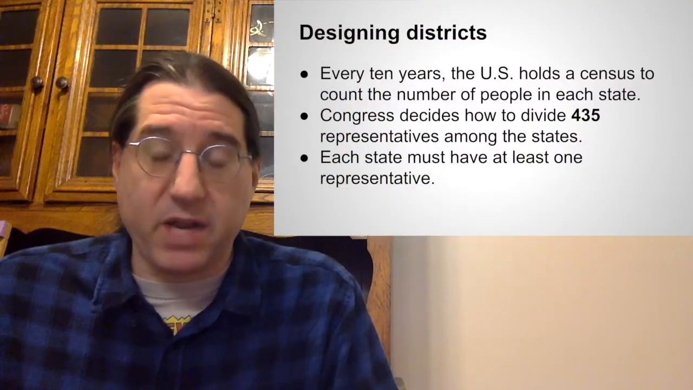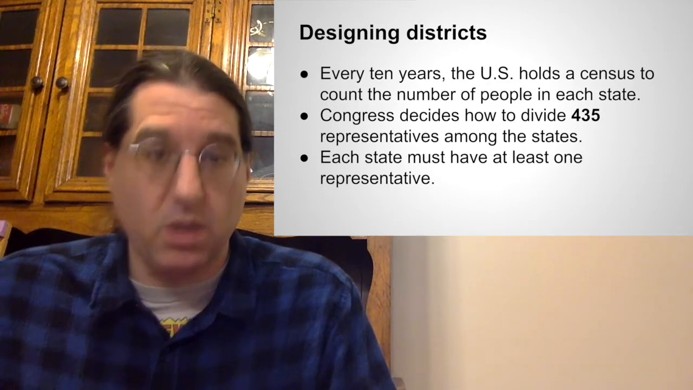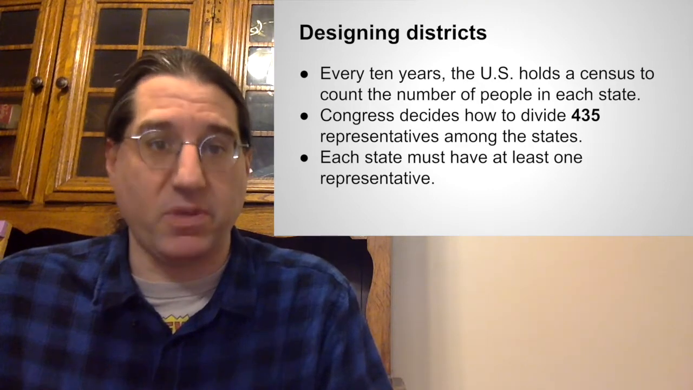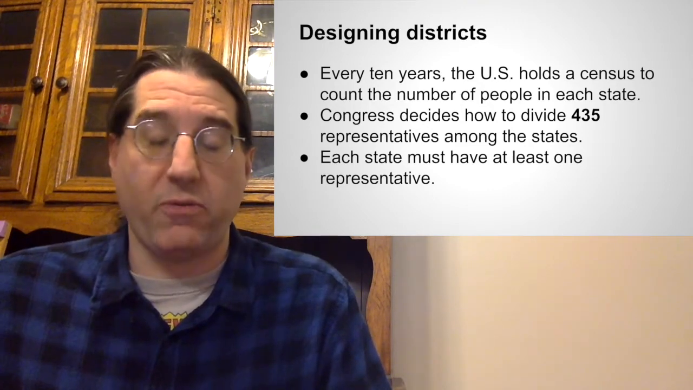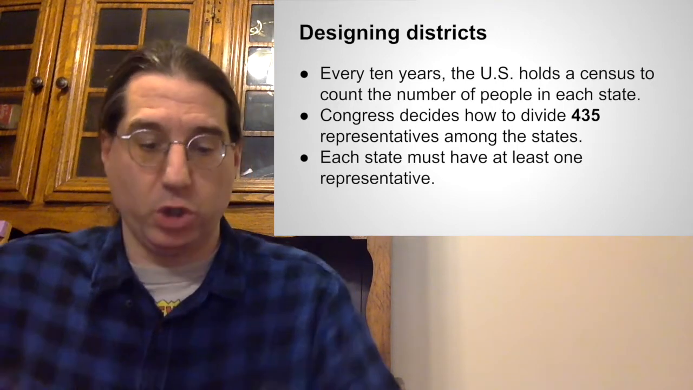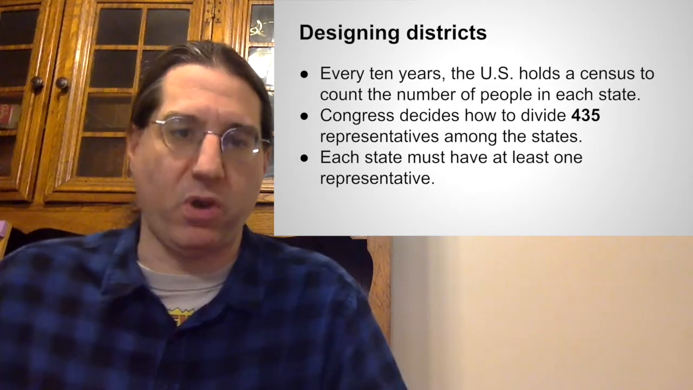Every 10 years, by the Constitution, the United States holds a count to see how many people are in each state. And then based on that count, they will divide up the 435 representatives among the states, with the requirement that every state has to get at least one representative just for their state. There's no representative who has to cover more than one state.